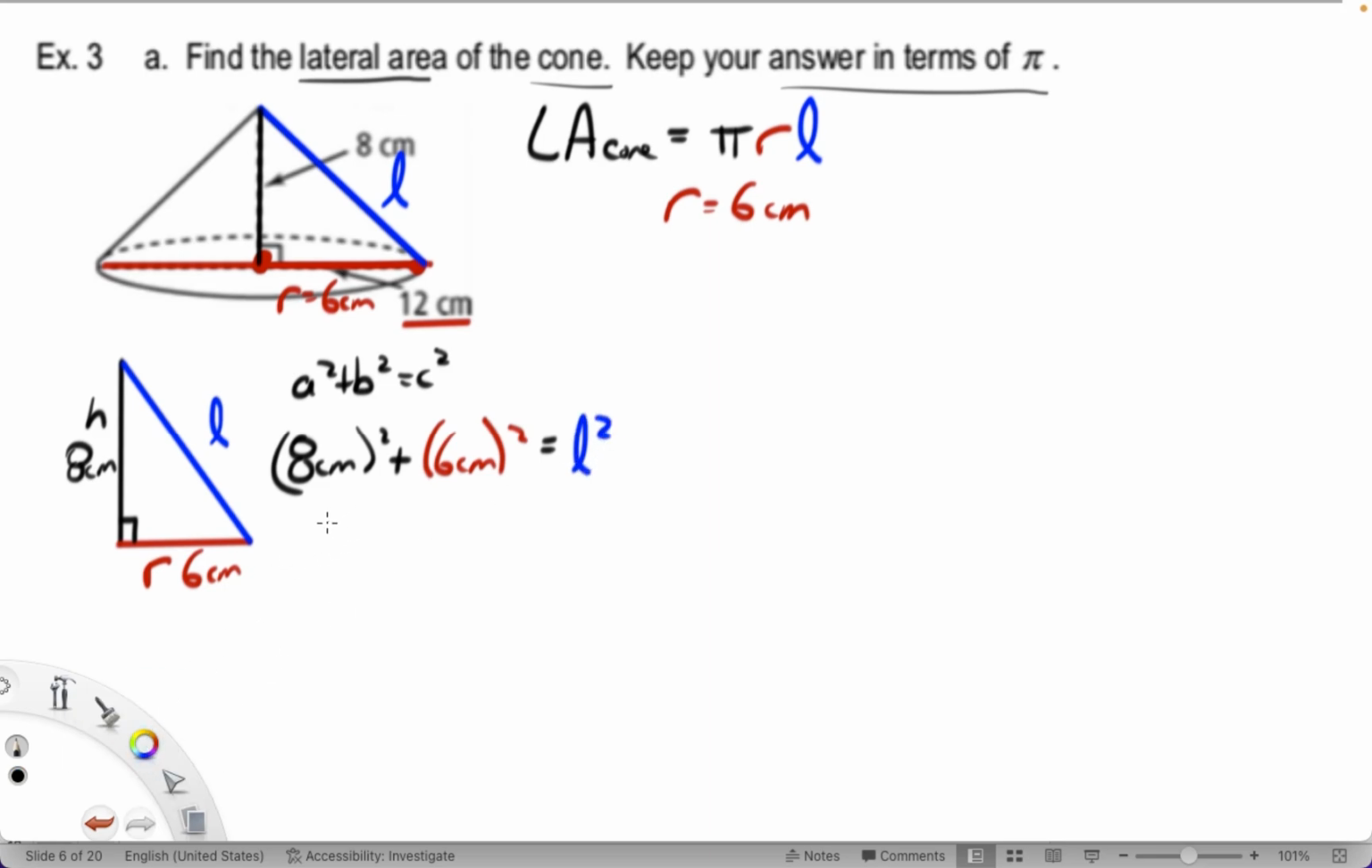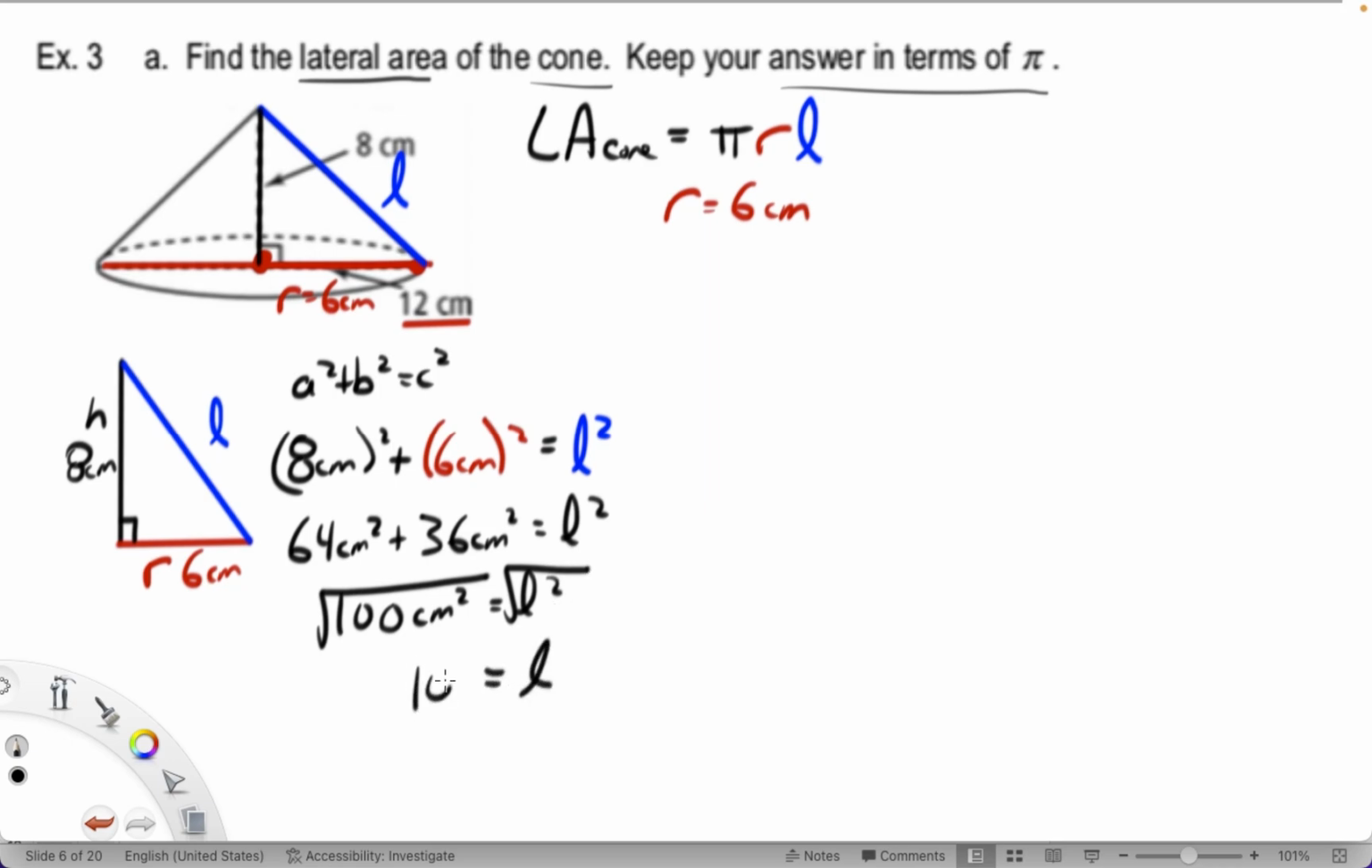So if I do this out, that would be 64 square centimeters plus 36 square centimeters would equal L squared. So that's 100 square centimeters must equal L squared. If I take the square root of both sides, I get that L equals 10 centimeters. So actually, we'll do that in blue so we can see it, that L equals 10 centimeters. Okay, so all this was just to find that L equals 10 centimeters.